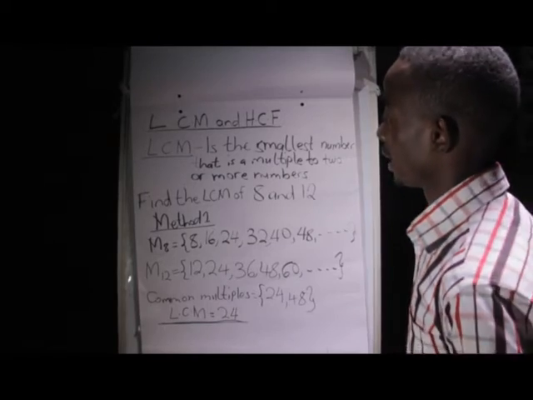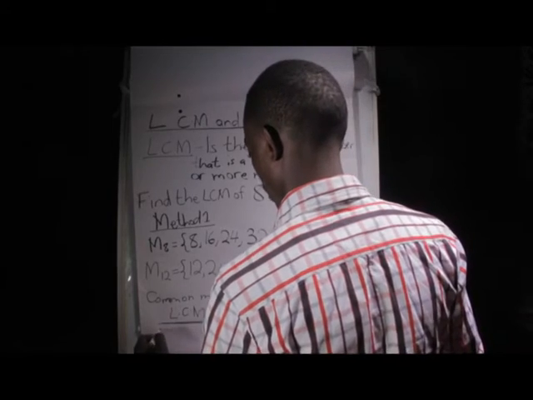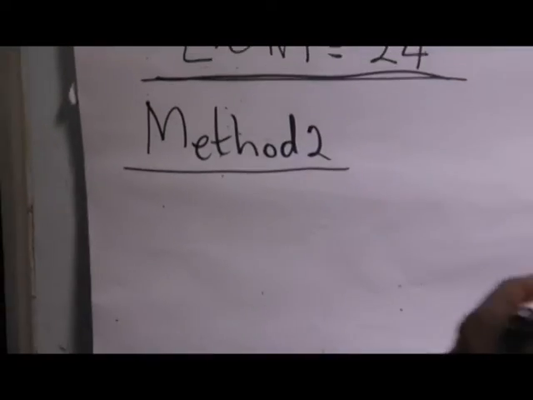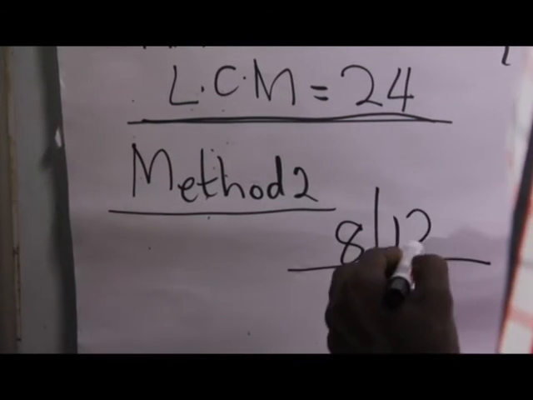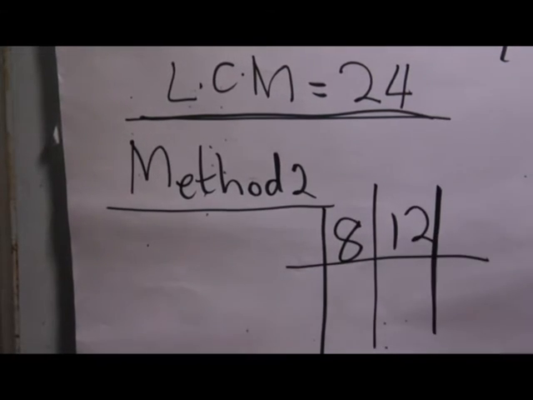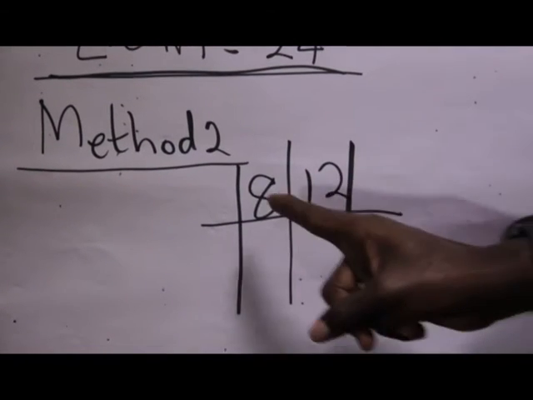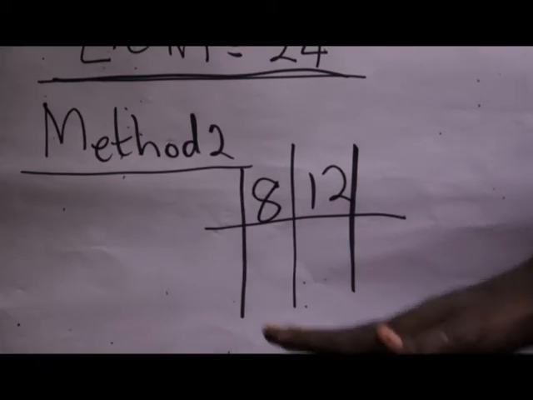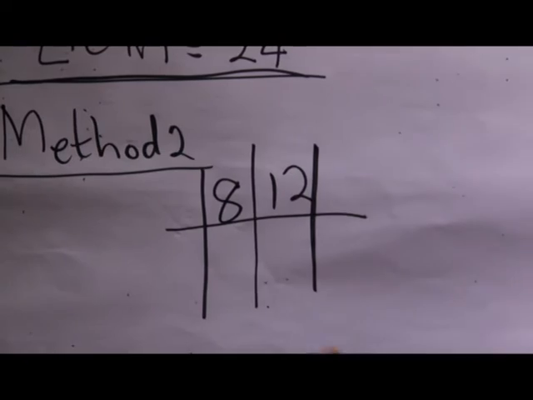Now method 2 is where we are going to use division or prime factorization. So here we have method 2. So I can write my 8 and 12 in tabular form. I have 8, I have 12. So I'm going to divide these two numbers by prime factors. In other words, if there is any prime factor which divides either 8 or 12, I divide through by that prime factor until it can no longer divide. So my first prime factor in this case is going to be 2.